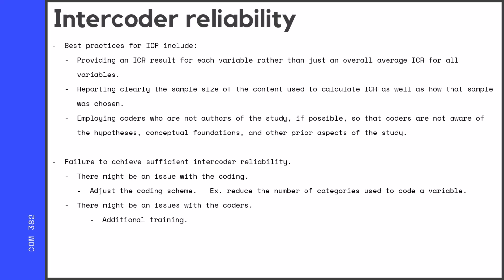So when you're computing this intercoder reliability statistics, you want to make sure you compute it for every variable, not just an overall average for all the variables. And that you make clear the sample size that you collected to calculate this intercoder reliability. In general, we recommend that the coders are not authors of the study so that the coders aren't aware of the hypotheses or the literature review that was done.